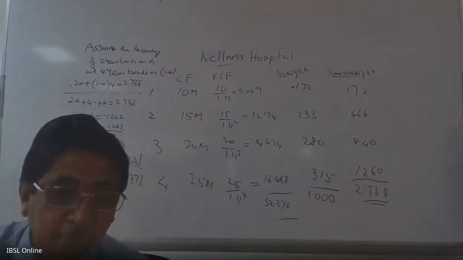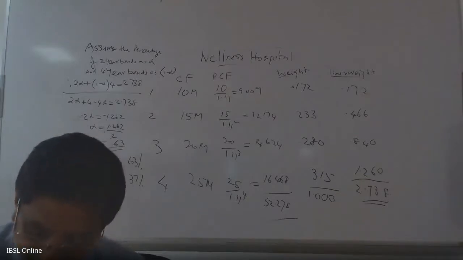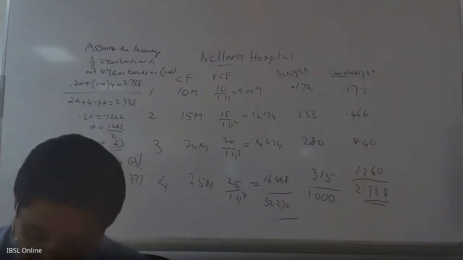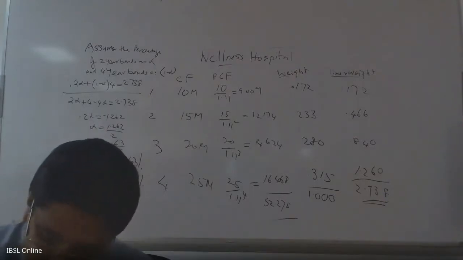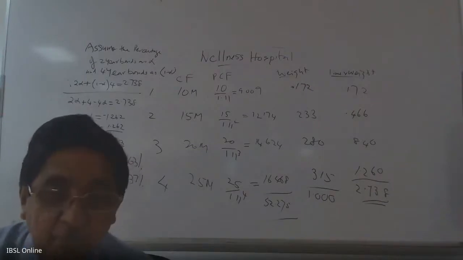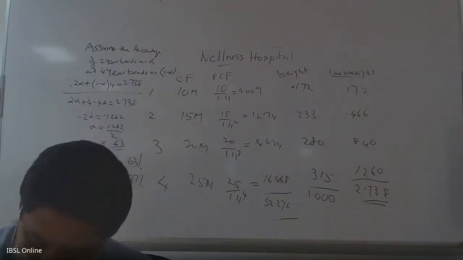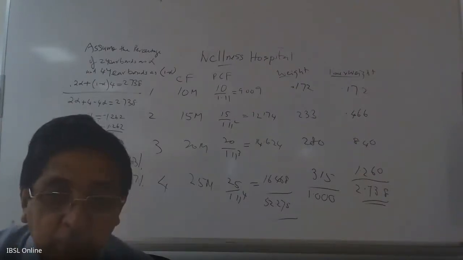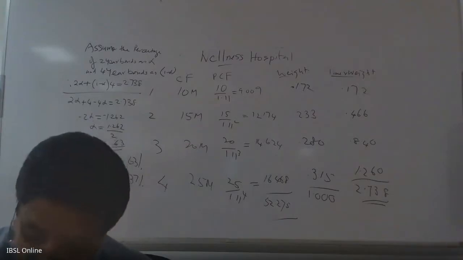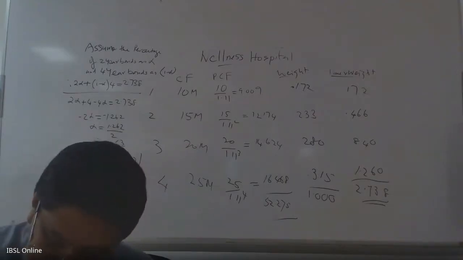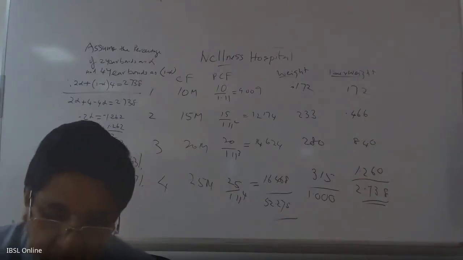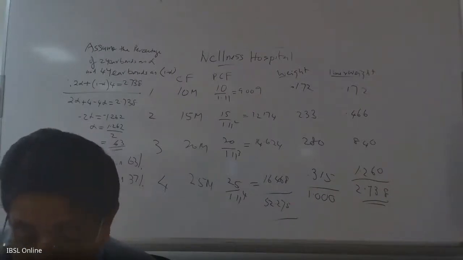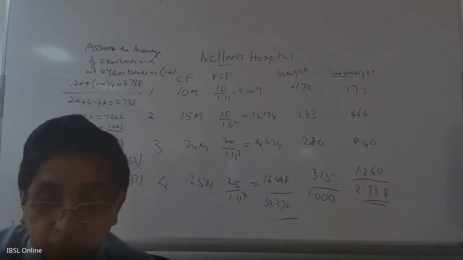So if it is 0.063, the 1 into 0.063 plus 2 into 0.057 plus 3 into 0.051 plus 4 into 0.827. Answer is 3.638. So this is the duration, right?